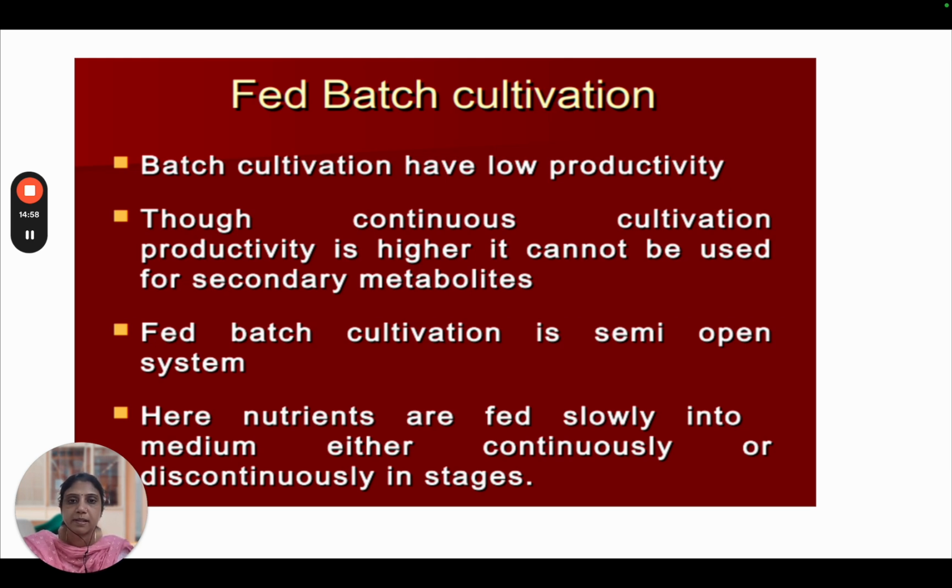Next one is fed batch cultivation. Batch cultivation has low productivity, whereas continuous cultivation has high productivity, but we cannot aim for secondary metabolites. So we follow fed batch cultivation, which is a semi-open system, intermediate between batch and continuous. Here the nutrients are fed slowly into the medium, either continuously or discontinuously in different stages. So these are the different cultivation kinetic methods for different types of fermentation.